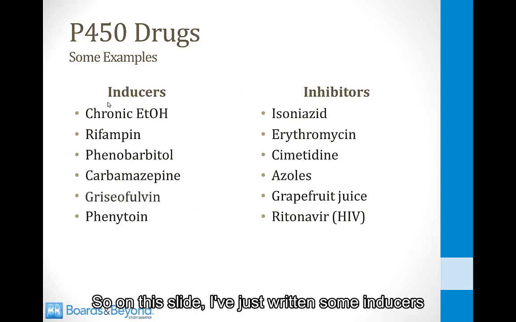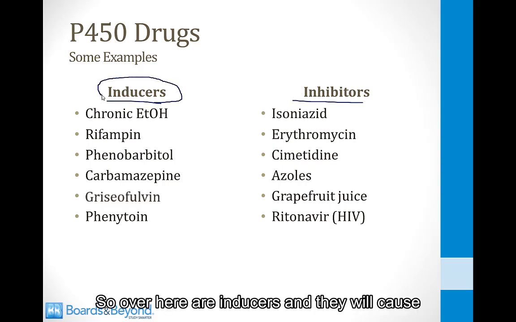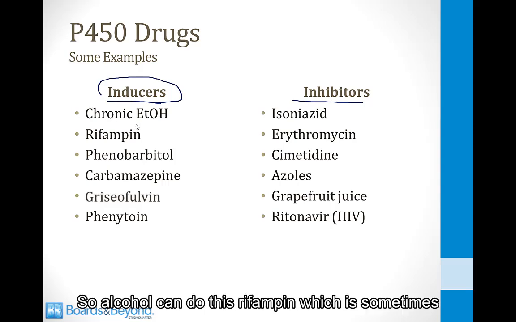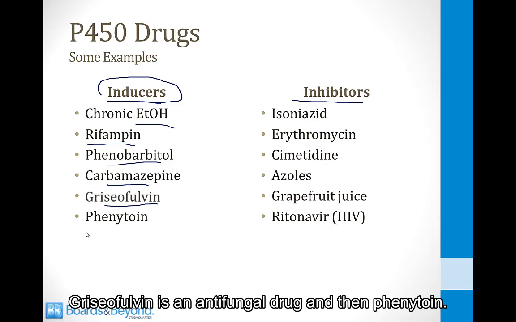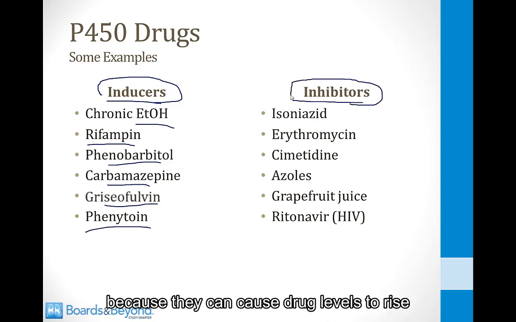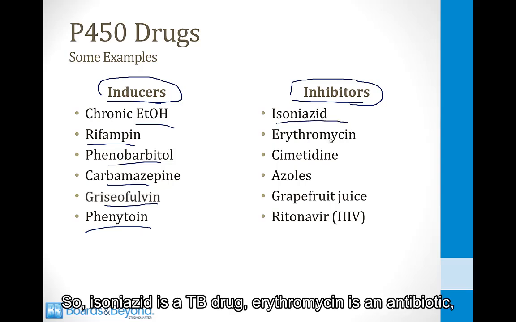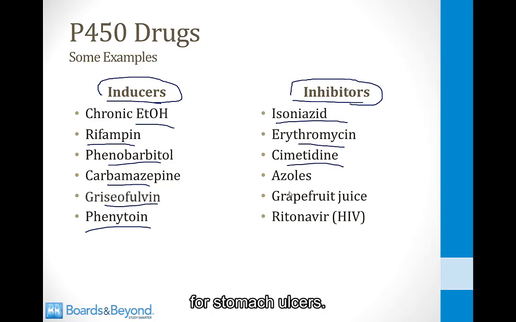So on this slide, I've just written some inducers and inhibitors of the P450 system. So over here are inducers, and they will cause the drug levels to fall of compounds metabolized by P450. So alcohol can do this. Rifampin, which is sometimes used as an antimicrobial, phenobarbital, which is an antiepileptic, carbamazepine, griseofulvin is an antifungal drug, and then phenytoin. Inhibitors, remember I said, are more dangerous because they can cause drug levels to rise if a drug is metabolized by P450. So isoniazid is a TB drug, erythromycin is an antibiotic, cimetidine is a drug we rarely use anymore for stomach ulcers.